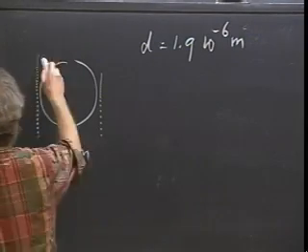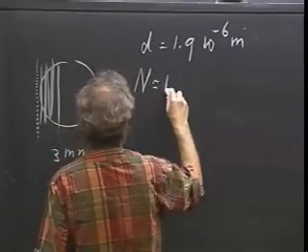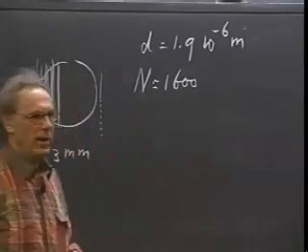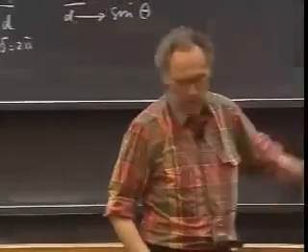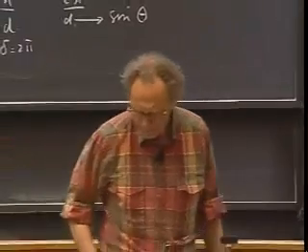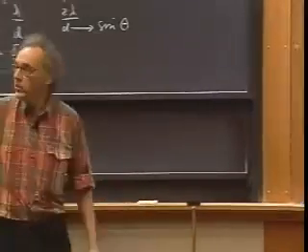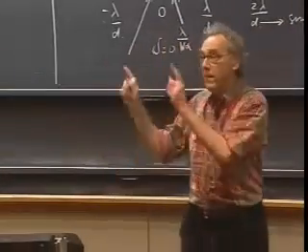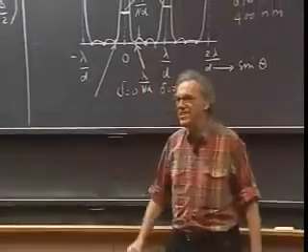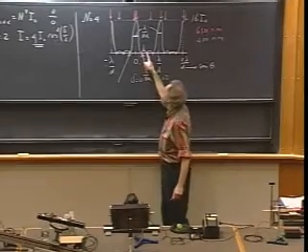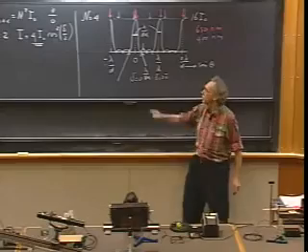So I can calculate now how many of those lines I have here in the 3 millimeters. And I end up with n is about 1,600. So when I shine my laser beam through my grating, I use effectively 1,600 of those lines. And I can calculate now what the angles are where on the screen, on the wall, the maxima will fall. And by the way, there will be 1,599 of these zeros in between. And these minima are so small that you won't even see them. You will only see the maxima.